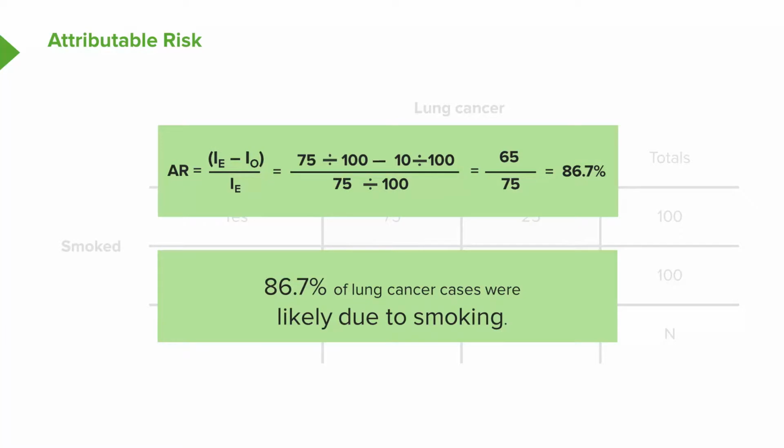What does that mean? That means that 86.7% of the lung cancer cases were probably due to smoking. Because remember, the reason it's not 100% is some of those individuals got cancer without having smoked. That's the nuance that attributable risk purports to offer.